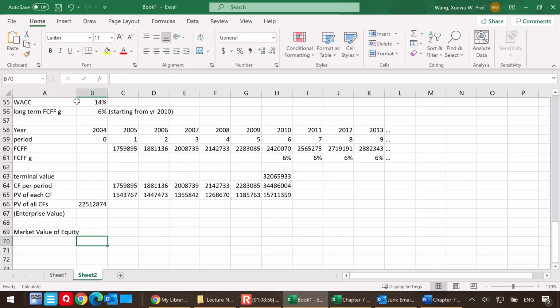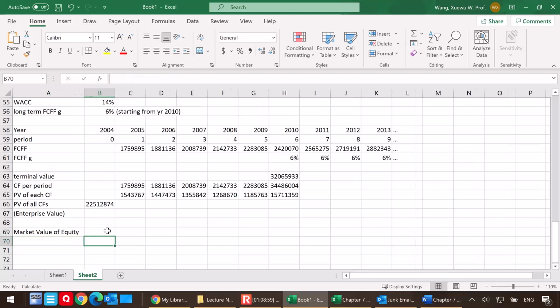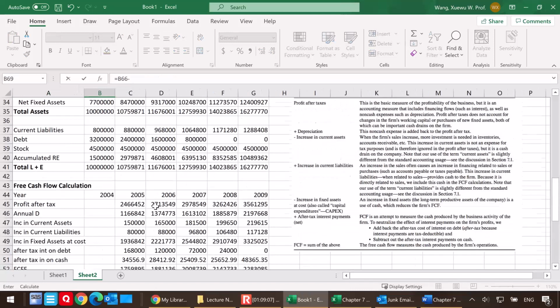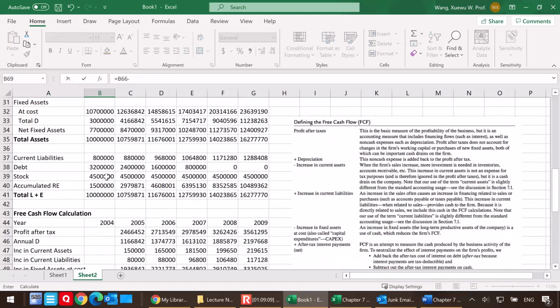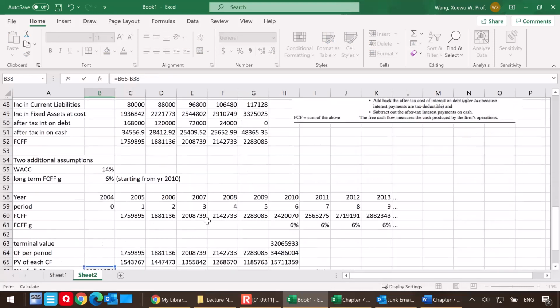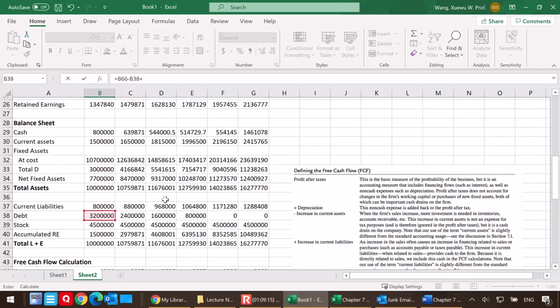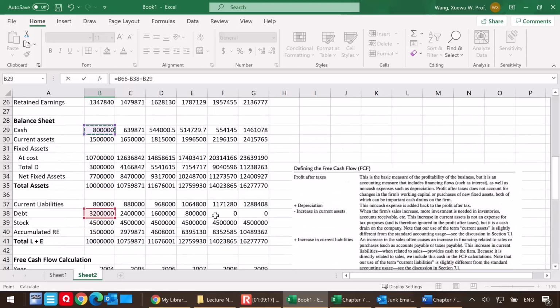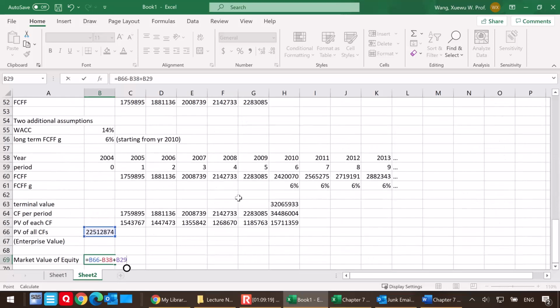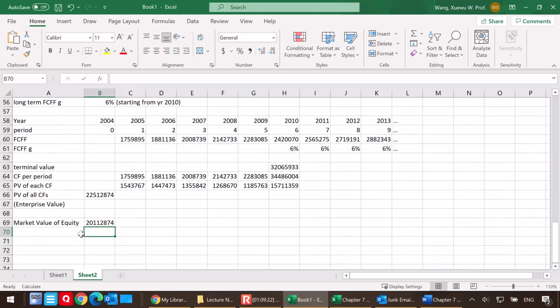Remember, this is actually from the definition for enterprise value. Market value for equity is equal to the enterprise value minus debt. So what's the debt? Well, we have to look up and find the debt here. That's 3.2 million plus cash. And the cash is actually this 800,000. So that's going to be the market value for equity.